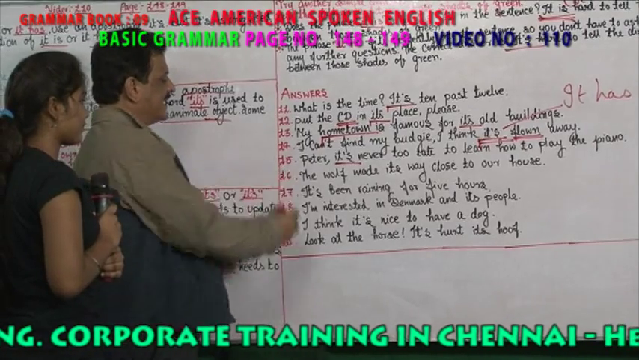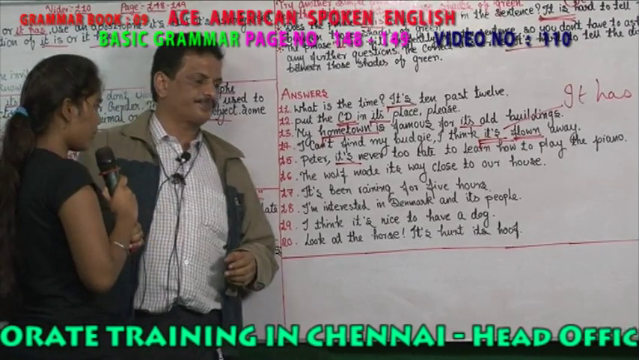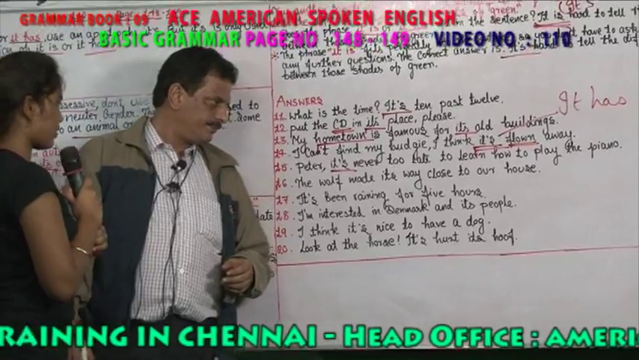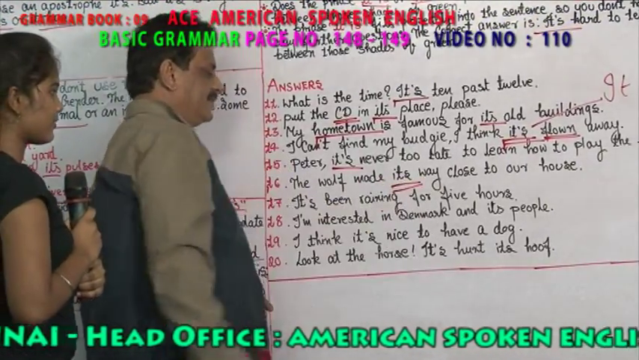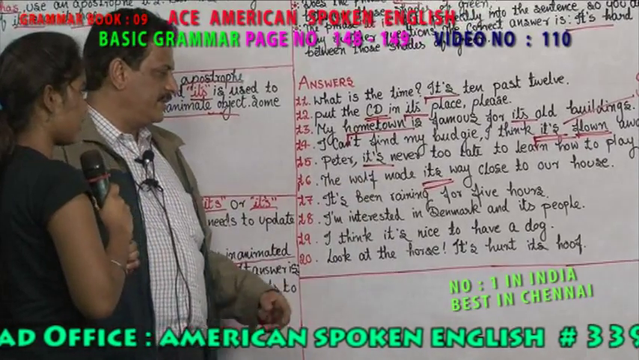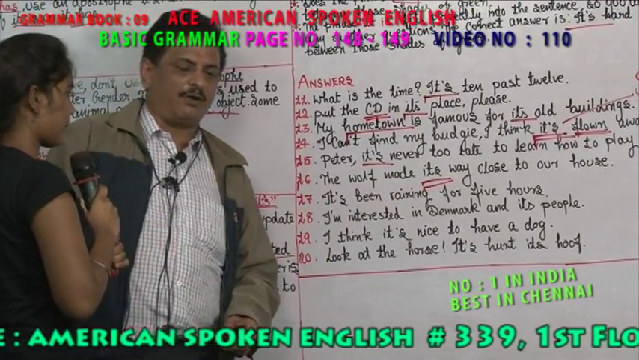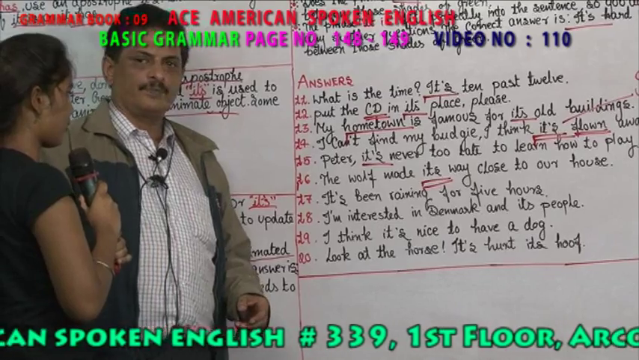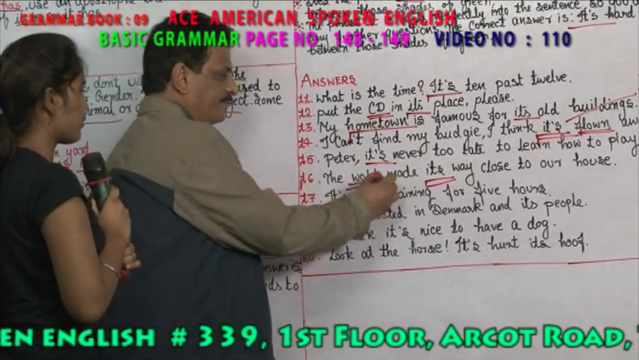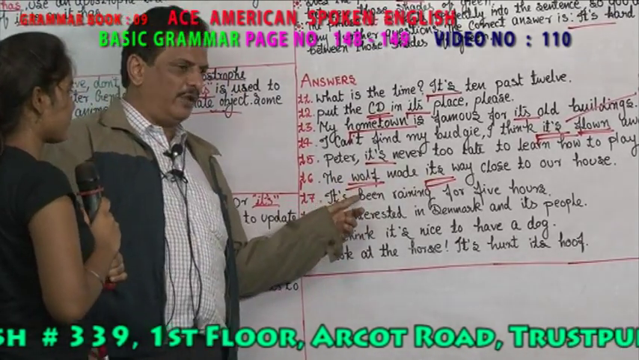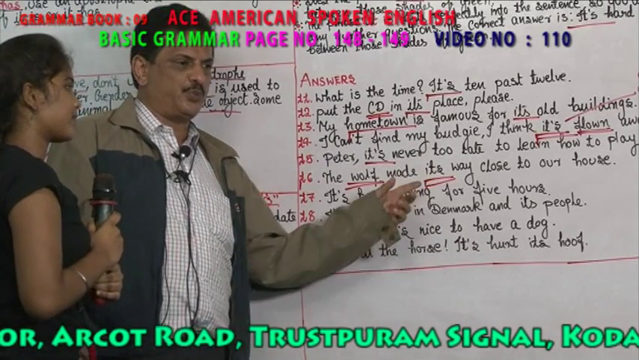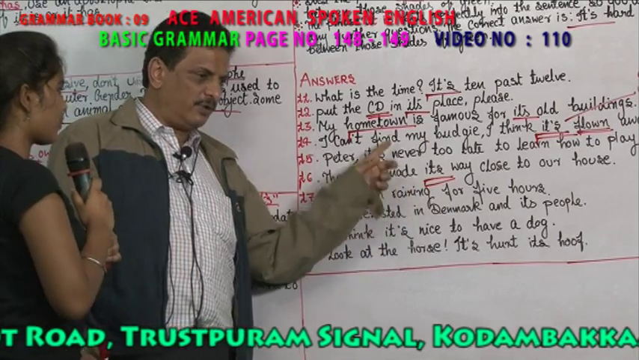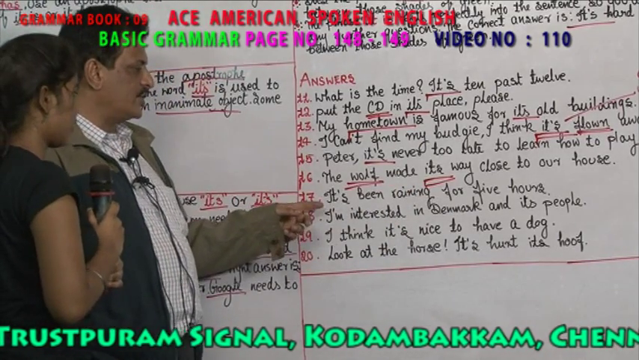Right? Next, yes, read it. The wolf made its way close to our house. So is this "it is" or "its"? Is it possessive? Yes. So what does the "its" stand for? The wolf. So it stands for the wolf, right, sir? The wolf made its way. Whose way? The wolf's way.